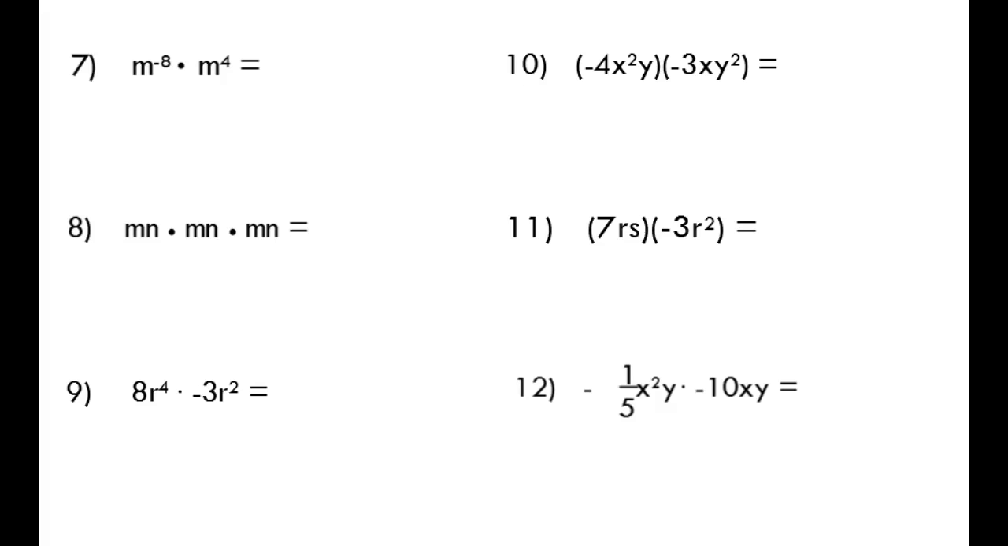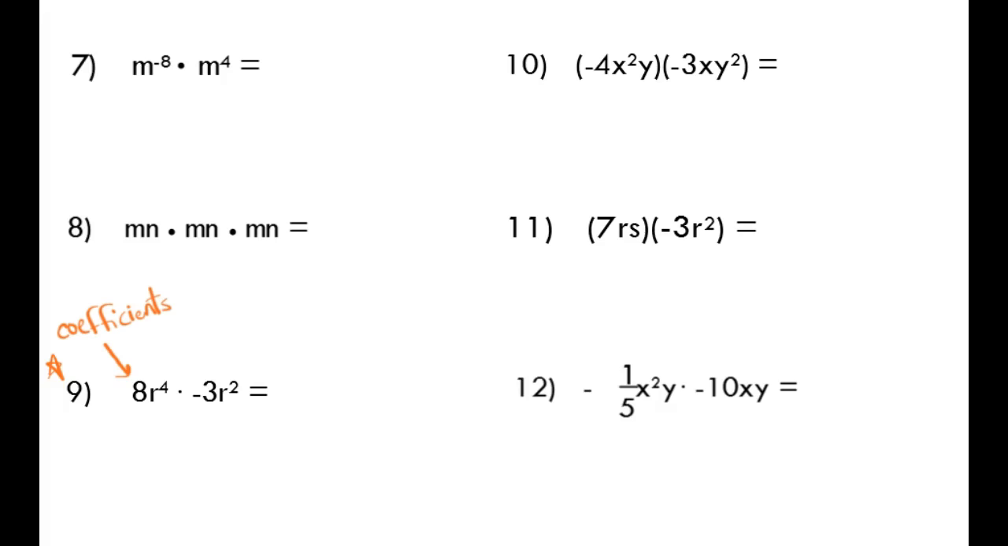Alright, here's a few more. We're not going to do every single one of these, so don't start copying right now. Just do the ones that I do. I'm going to skip ahead to number 9, because number 9 has those numbers out front, which we call coefficients. And the law didn't say anything about coefficients. The only reason it didn't say it is because there's nothing different you do.